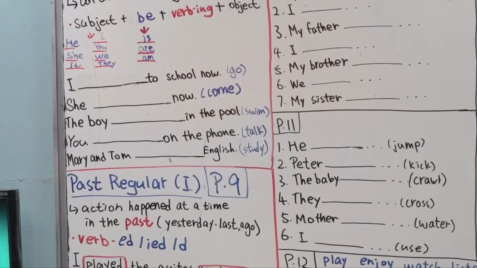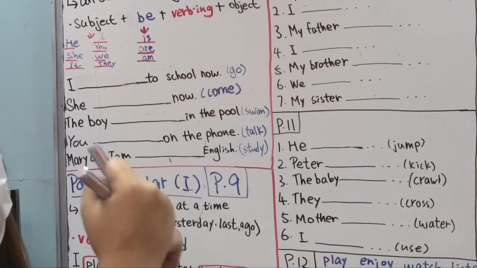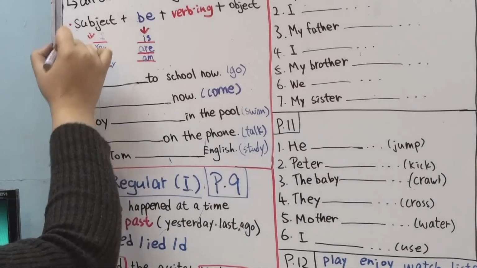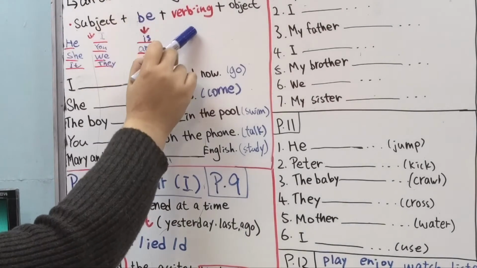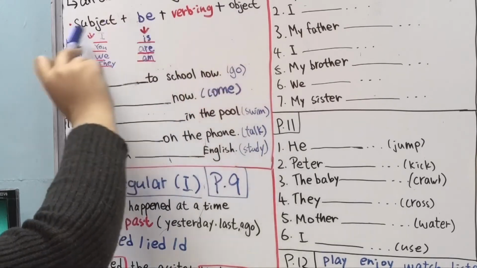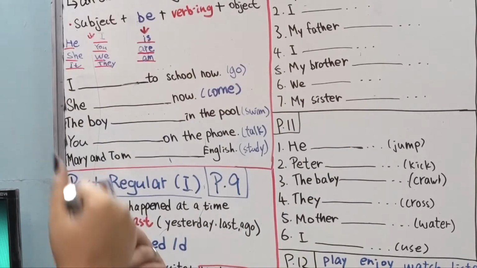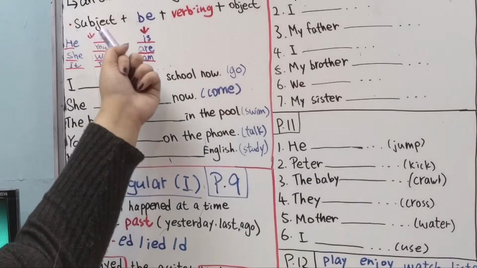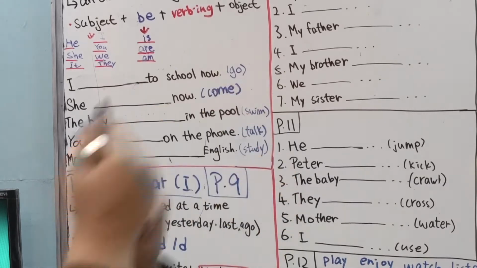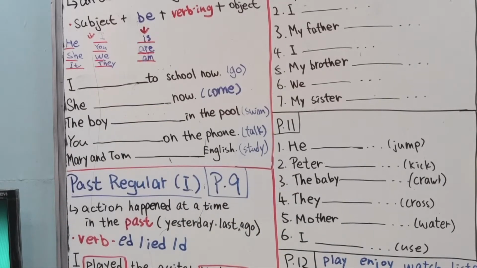Yes? Verb with ing and object. Object is the one who receives the action, right? Andy is washing the car. The car is receiving an action, right? Because Andy is washing the car. Alright, this is the object. So let's do some exercises to know more about present continuous tense.